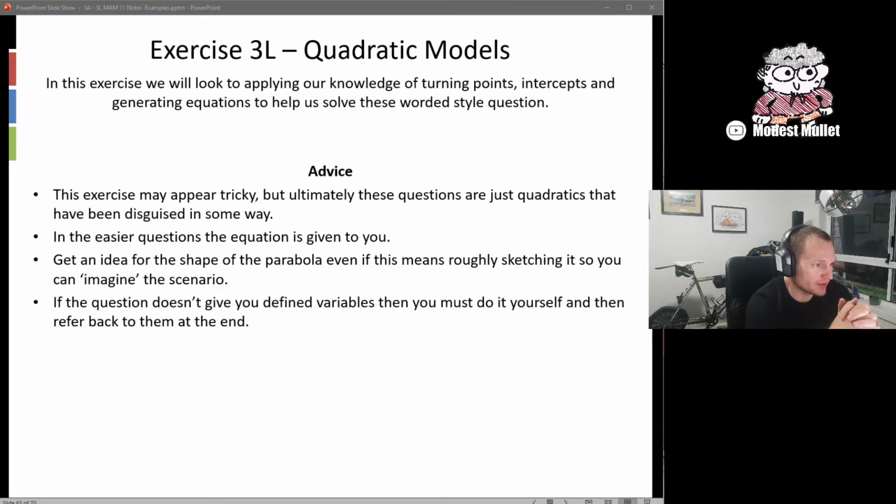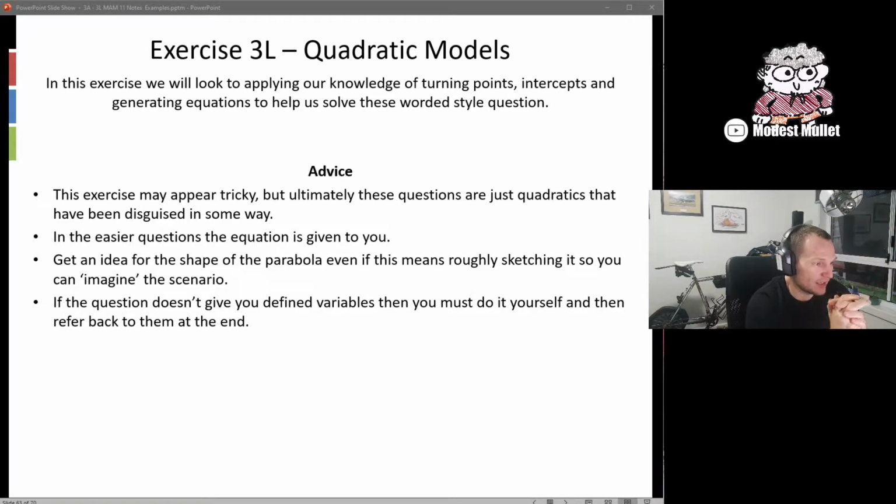For the easier questions, as it says, the equation is given to you. Generally, I suggest if it's CAS active, just put it straight in your calculator and graph it so you get an idea of the shape. Otherwise, do a rough sketch so you can imagine the situation. If it's quick to find, say, the intercepts or the turning point, quickly find that so you get a rough idea of what the situation may be.